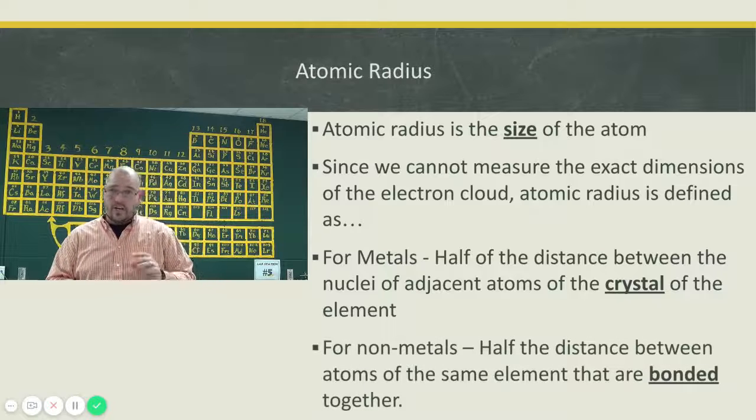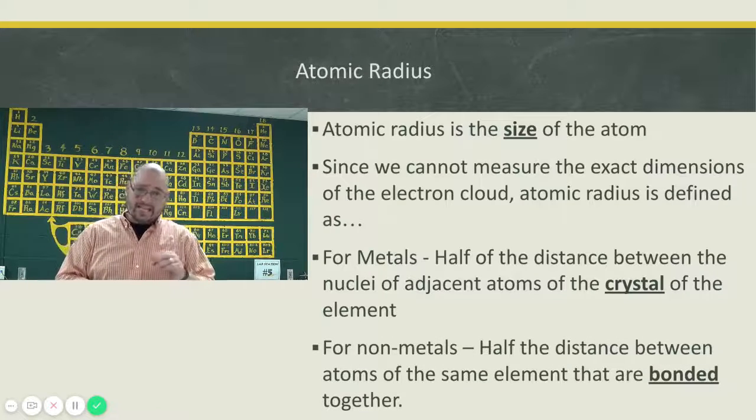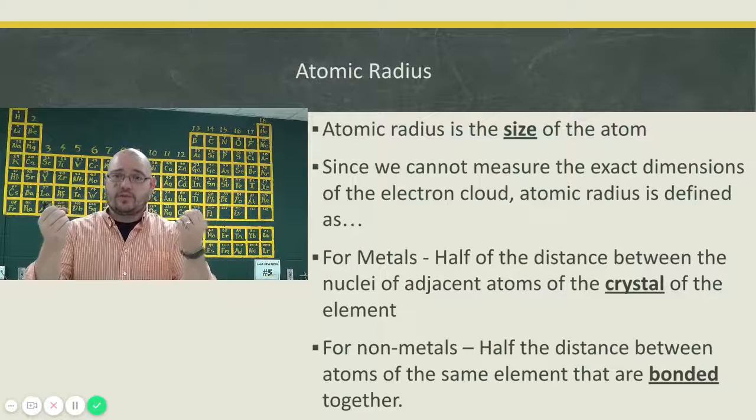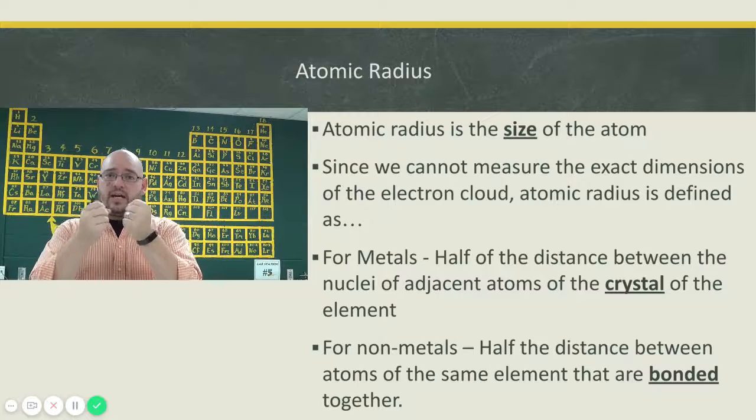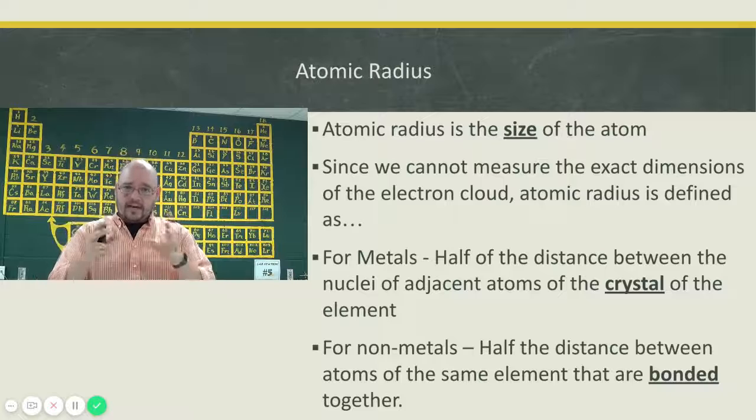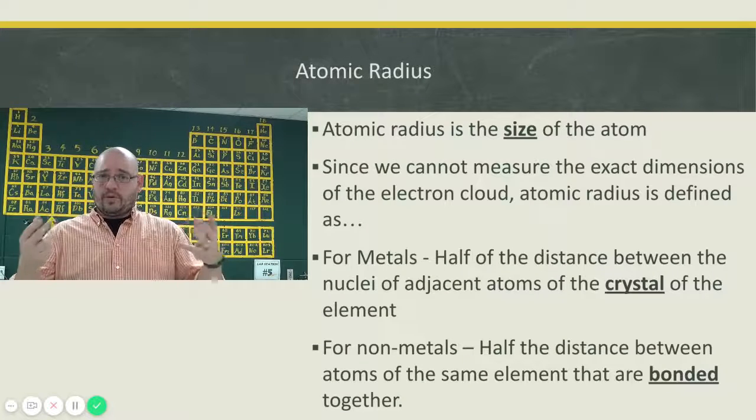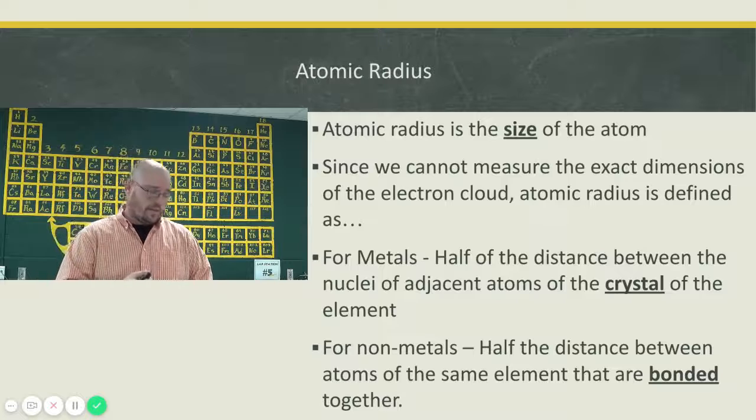For a nonmetal, it's half the distance between atoms of the same element when they're bonded together. So like when hydrogen bonds to hydrogen, half that distance. When oxygen bonds to oxygen, half that distance. It has to be the same element. Otherwise, it doesn't really work because the bond length is different when you have different elements combined. So that's the atomic radius. We'll talk about that bonding stuff later.